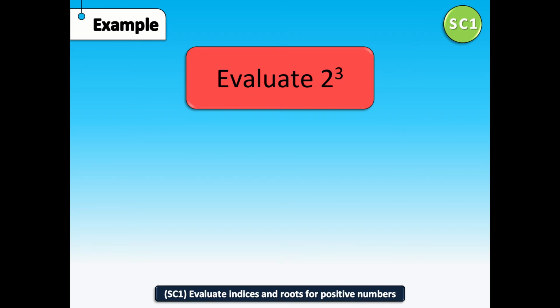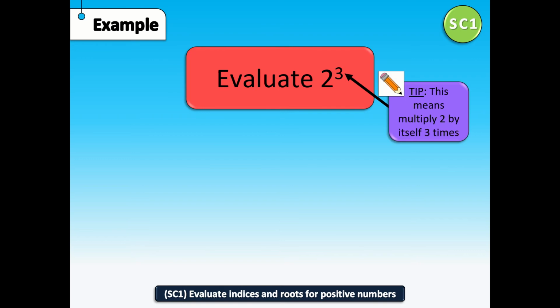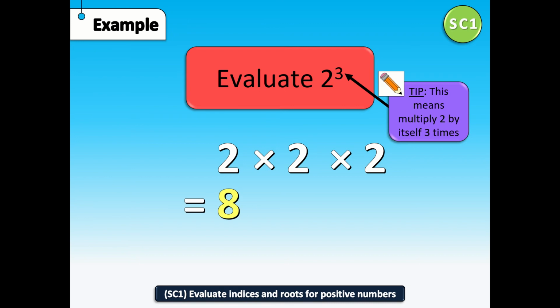The term evaluate just means work out, so we want to work out 2 to the power of 3. This means 2 times by itself 3 times. So 2 times 2 times 2. Now 2 times 2 is 4, and times by 2 again would be 8. So the answer is 8.